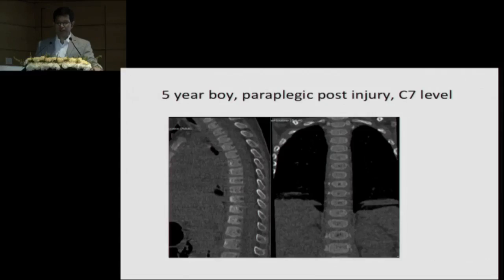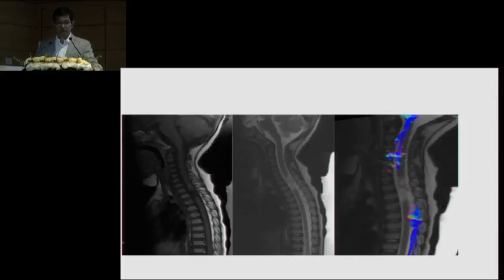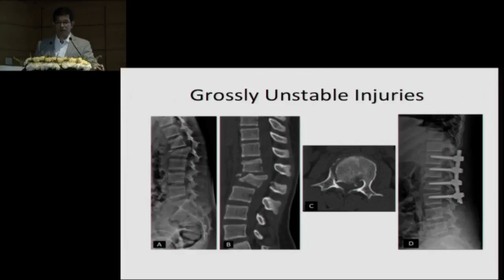Whereas this is another 5-year-old child who was paraplegic below the C7 level, and we are not able to visualize a fracture at the level of the cervicothoracic junction. But the MRI shows that, though the vertebral column is intact, there is complete disruption of the cord at the level of C7. And grossly unstable injuries are more common in children more than 10 years of age, and they are pretty much treated similar to an adult.